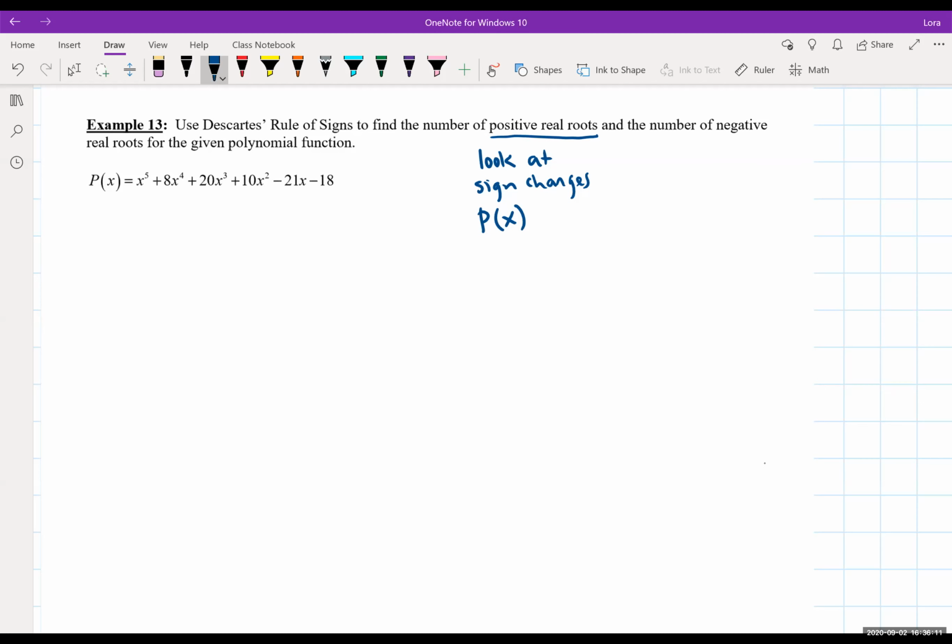I'm looking at x to the 5th. So we still have positive. Plus 8x to the 4th, still positive term, so I'm just making sure. Plus 20x cubed, so no sign change yet. Plus 10x squared, but now we have minus 21x and minus 18. So right away in p of x, if you notice, you only have one instance of going from positive to negative. So that is one sign change.